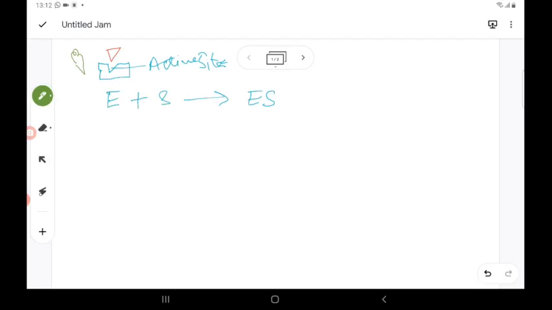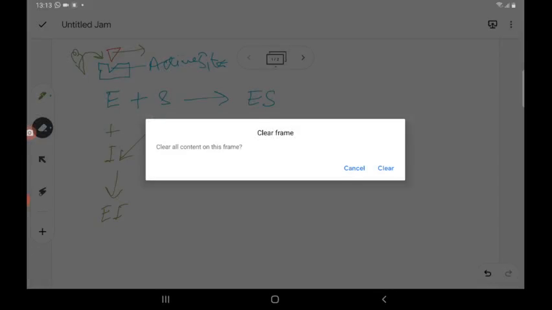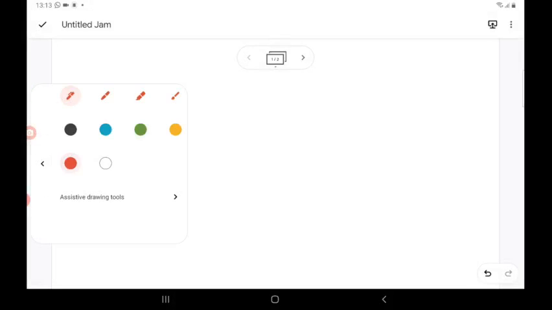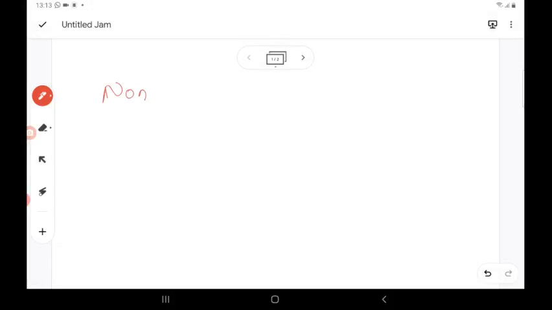So what happens? Instead of this substrate, this inhibitor will bind over this active site, and the substrate will not be able to bind with this active site because the active site is not available. So it will bind with the inhibitor and form an enzyme inhibitor complex. So there is a competition between substrate and inhibitor. That's why it is known as competitive inhibition. The other kind of inhibition is non-competitive inhibition.